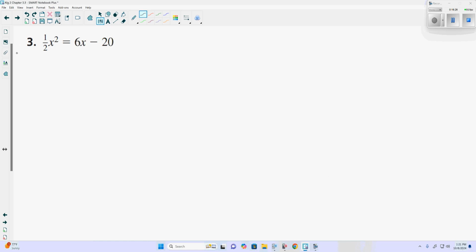Number 3, 1/2 x squared equals 6x minus 20. Is this equal to 0? So, we'll need to get this equal to 0. How can we get it equal to 0? We can subtract 1/2 x squared from both sides. Because our 1/2 x squared minus 1/2 x squared would be 0, is equal to negative 1/2 x squared plus 6x minus 20.